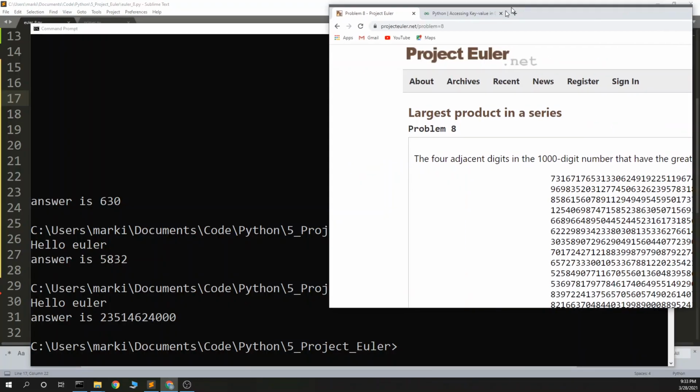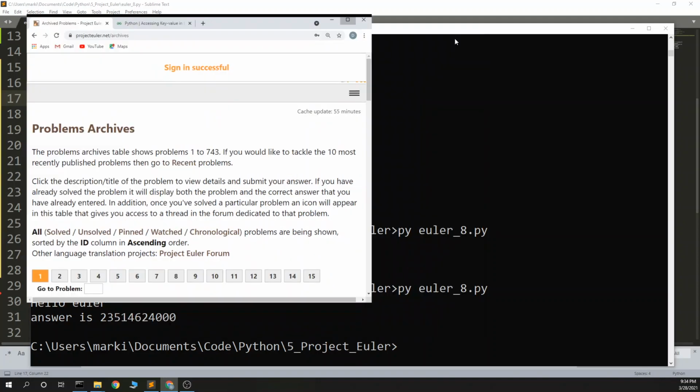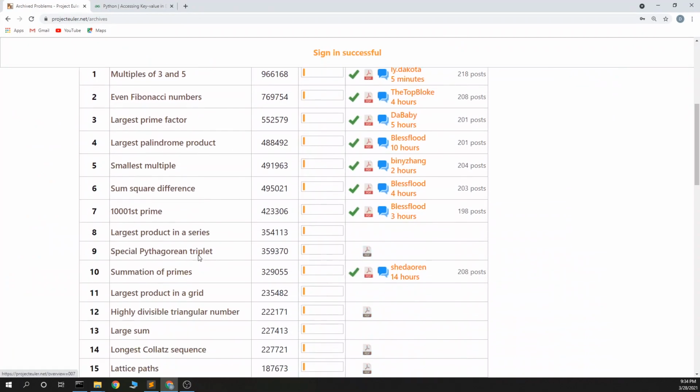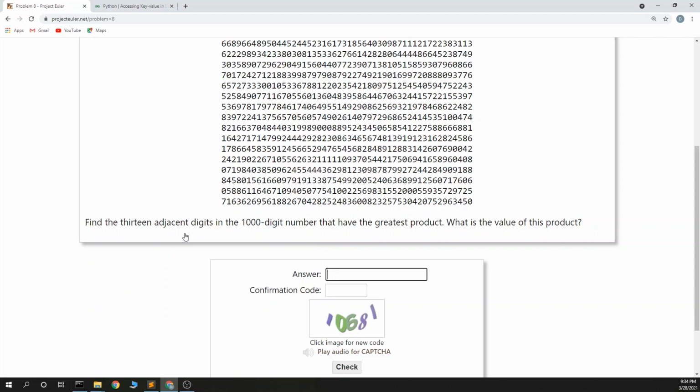But I got logged out again. So I'm going to log back in, on the other screen. Okay.